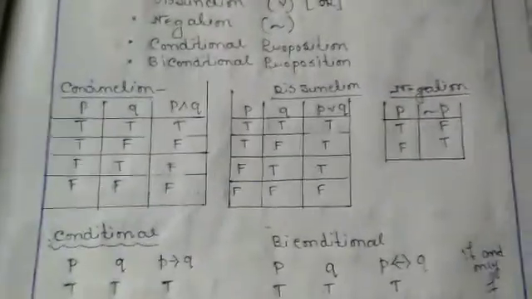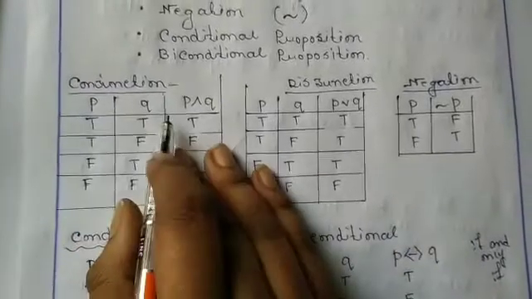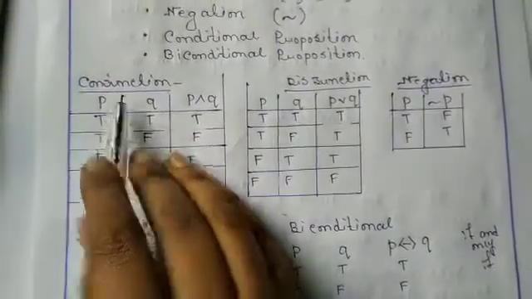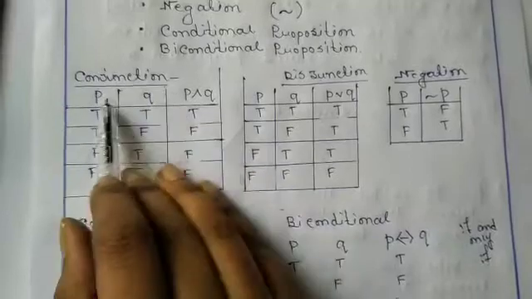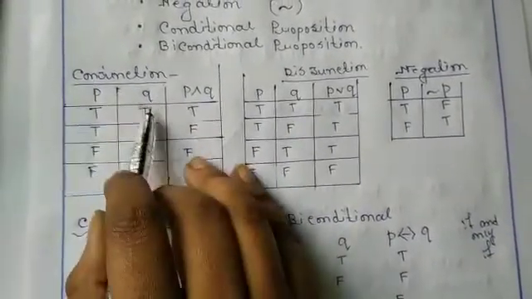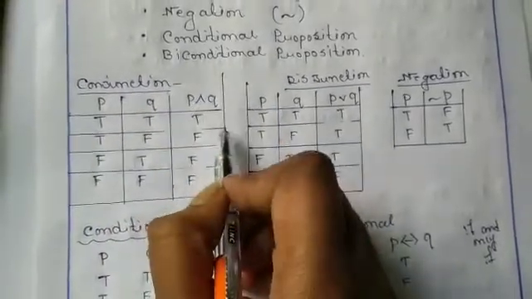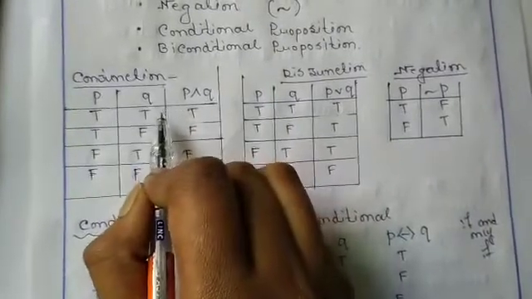So now I'm going to discuss the truth tables of conjunction, disjunction, negation, conditional, and biconditional. Conjunction means here truth table for conjunction. Here we have P is a proposition, Q is a proposition. The answer for conjunction will be P and Q. Conjunction is denoted by logical and.